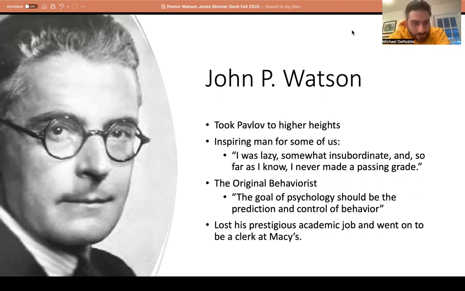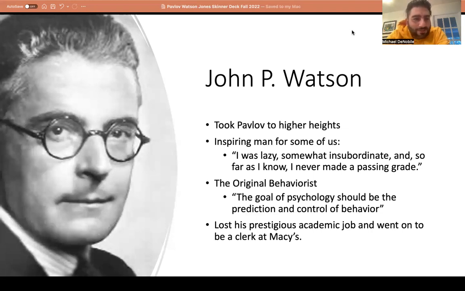So let's pick up where we left off with John Watson. He's known as the original behaviorist. The goal of psychology should be the prediction and control of behavior. He did not believe in looking inward. He did not believe in looking at nature. He said everything has to be observable. You cannot observe cognition. You cannot observe the thinking process. So for Watson, it had to be something observable, and the only thing we can modify, control, and observe is behavior.